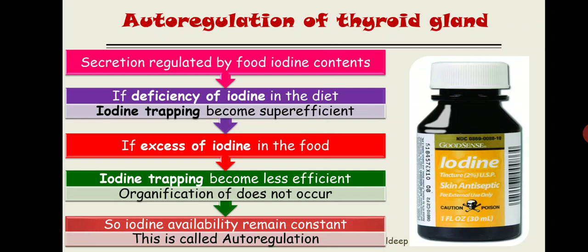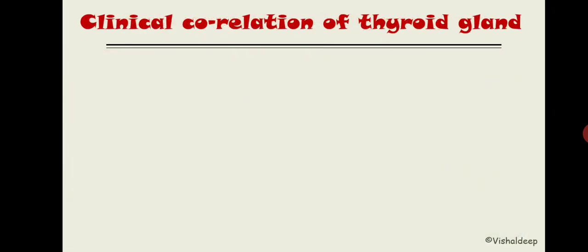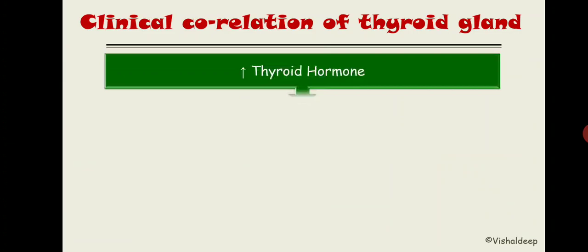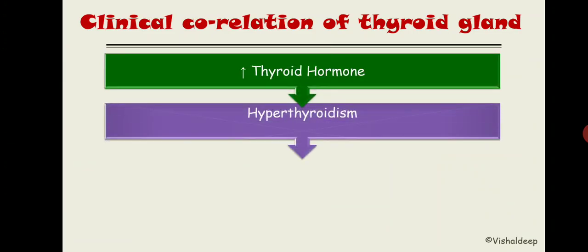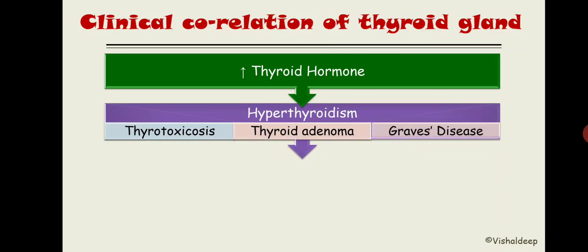Right, now let's discuss the clinical correlation, the applied aspect of our thyroid gland. Whenever there is increased thyroid hormone synthesis, that condition is known as hyperthyroidism. Now this hyperthyroidism, in some books, is written as thyrotoxicosis. The other causes of hyperthyroidism are thyroid adenoma and Graves' disease.